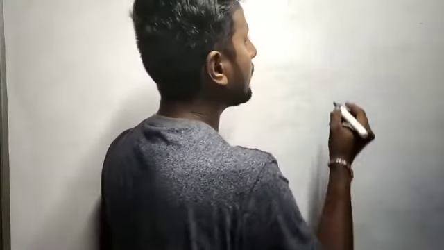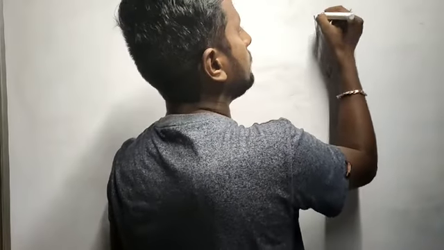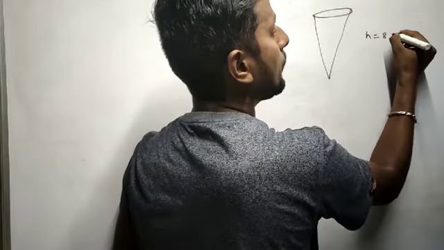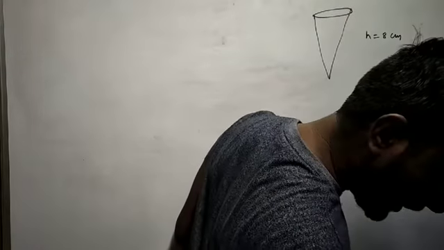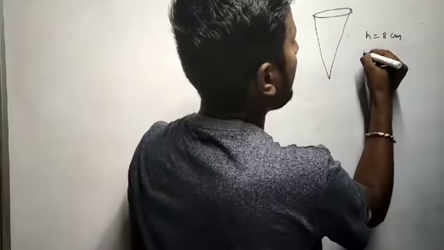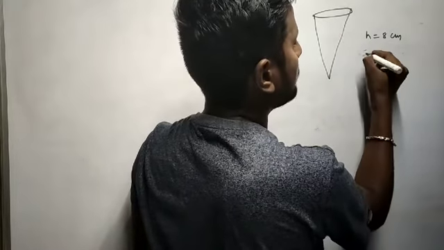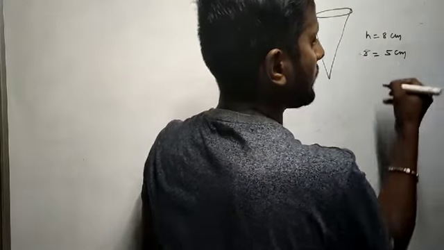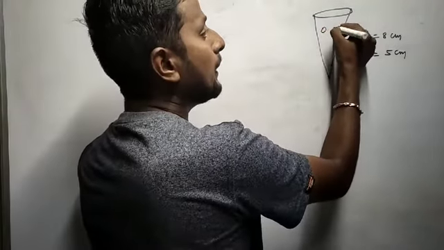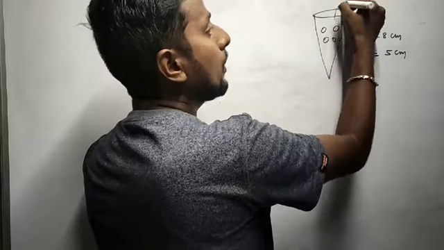Yes, so problem number 7. A vessel is in the form of a cone. Its height is 8 centimeters and radius R is 5 centimeters. Then what happened when they are putting a lead shot in the cone?